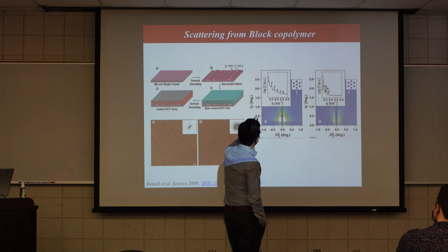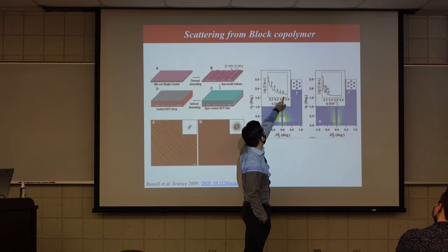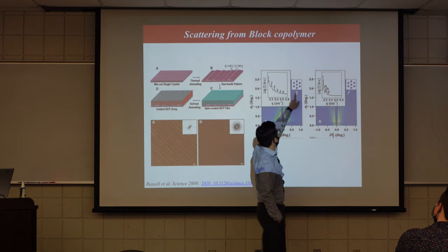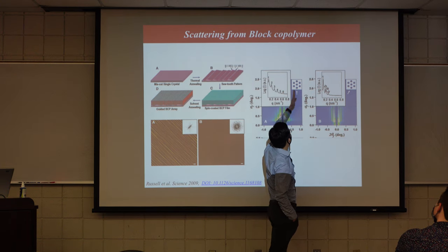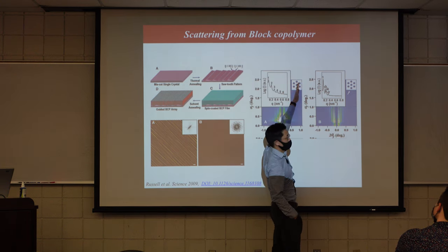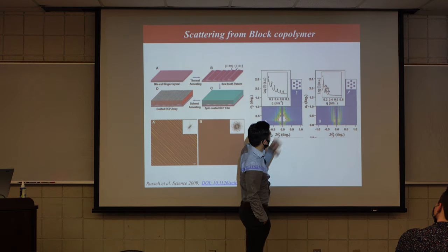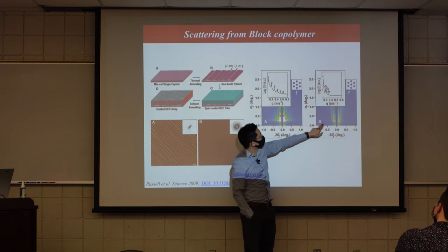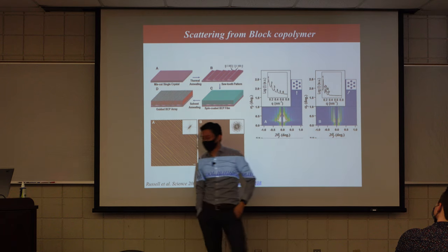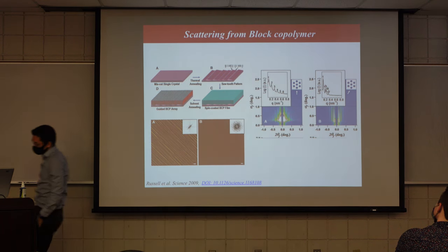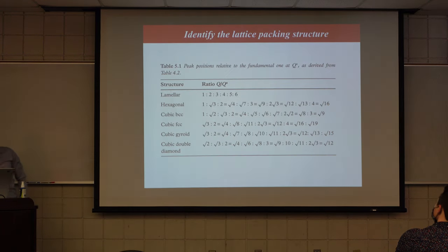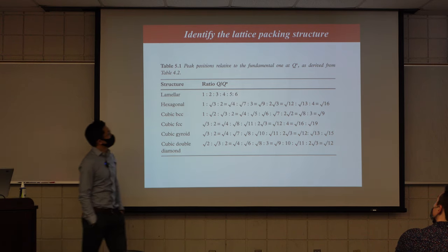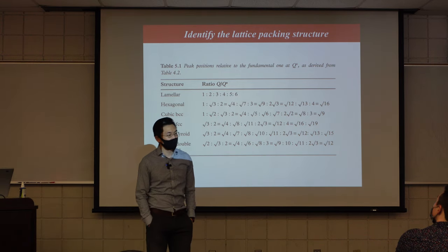This is a signature of a lamella-shaped structure. There is no forbidden rule that prevents you from seeing layers of structure. So if you look at it this way, you have layers of dots or cylinders. In this case, this is more reminiscent of a face-centered cube. So this is quite useful for identifying crystal packing.